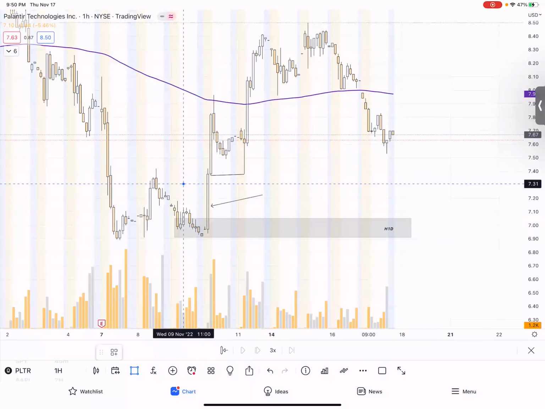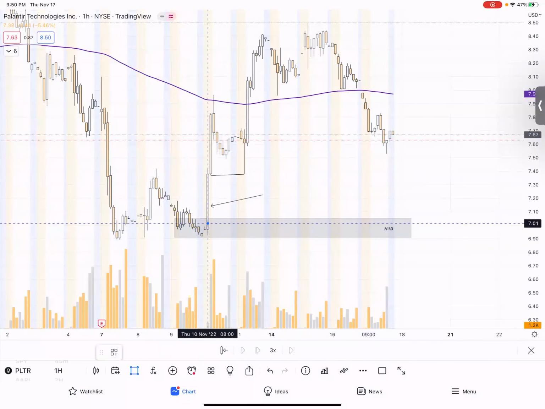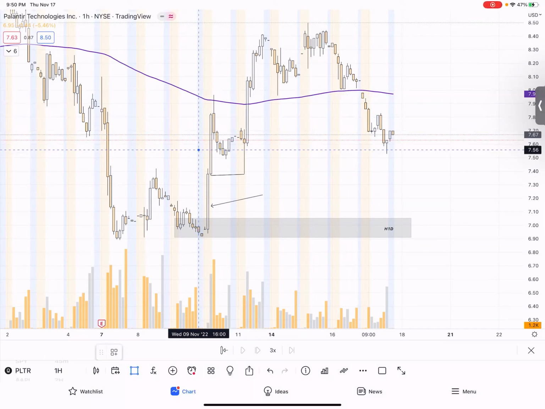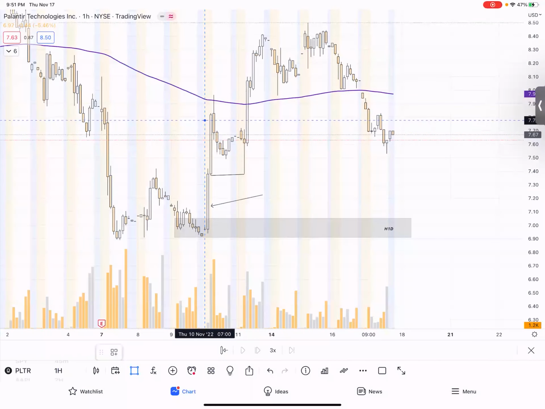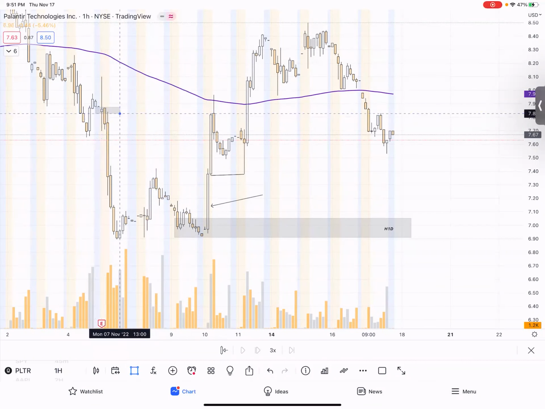All right, let's find our 1 hour supply. This up move caused price to come all the way up to the 200 moving average. So this first down move, this first green candle before our up move is our supply zone.